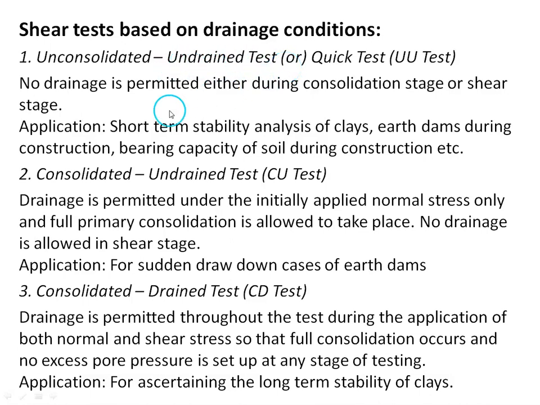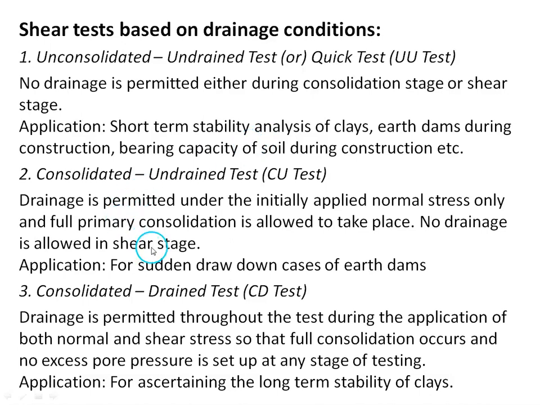So what is the application of this UU test? To find the short-term stability of clays, for earthen dams during construction and for bearing capacity of soil during construction, we can use this UU test to estimate the short-term stability of the clay. Here we will be taking the total shear strength parameters, that is C and phi.